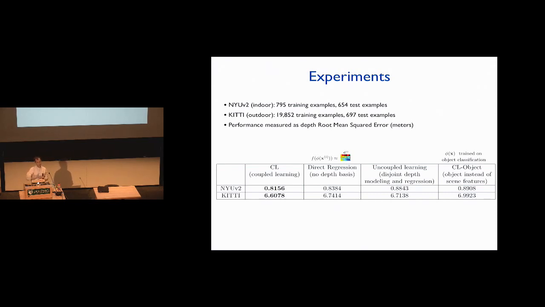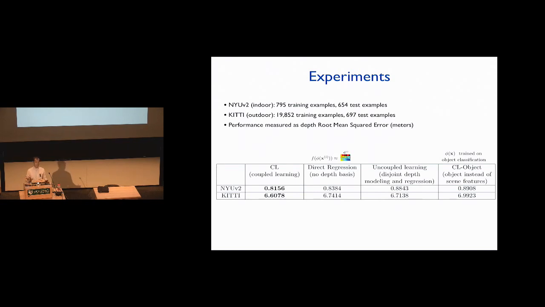If you first learn the depth basis, for example, using PCA, and then regress the PCA weights, that's not as good, by far, compared to our couple learning approach. And in this last column, you see what happens if we replace the scene classification features with object classification features. In this case, we also get a significant degradation in accuracy.